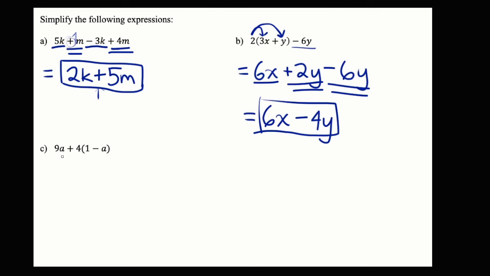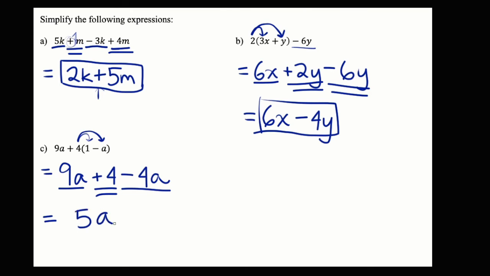Down here, I have 9a plus 4 times 1 minus a, another one where we have to distribute. So I'm going to distribute first. I'm going to keep the 9a at the beginning. I'm going to add 4 times 1 is 4, minus 4 times a is 4a. Now I can underline 9a minus 4a, and I have plus 4. 9a minus 4a is 5a plus 4. That's my final answer.